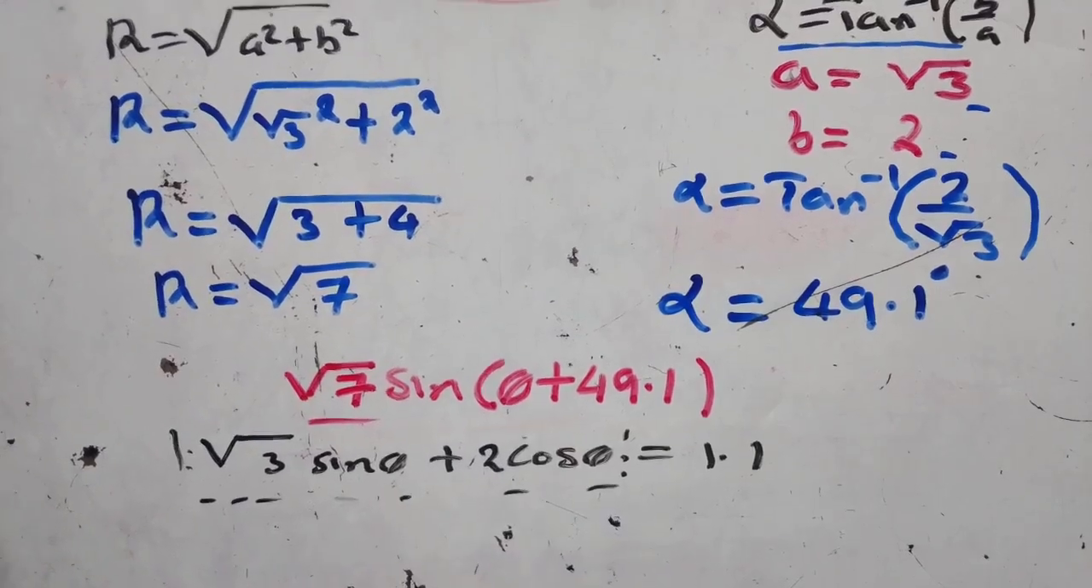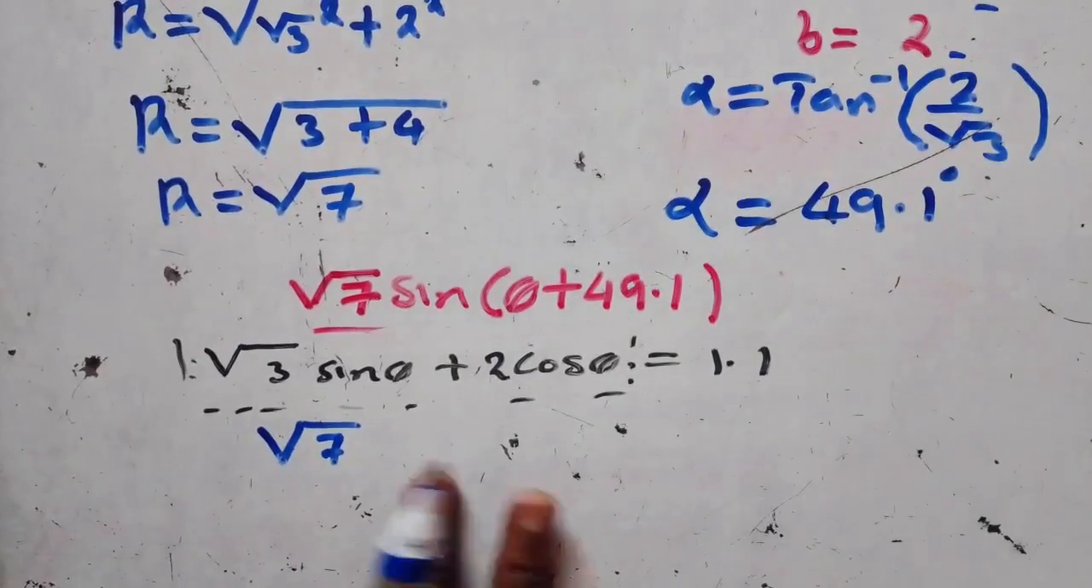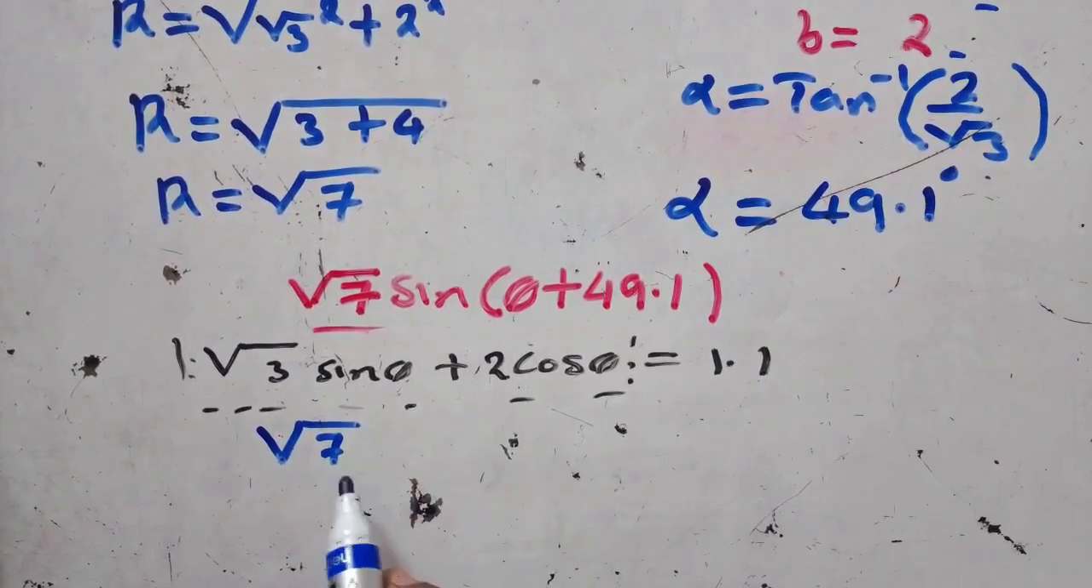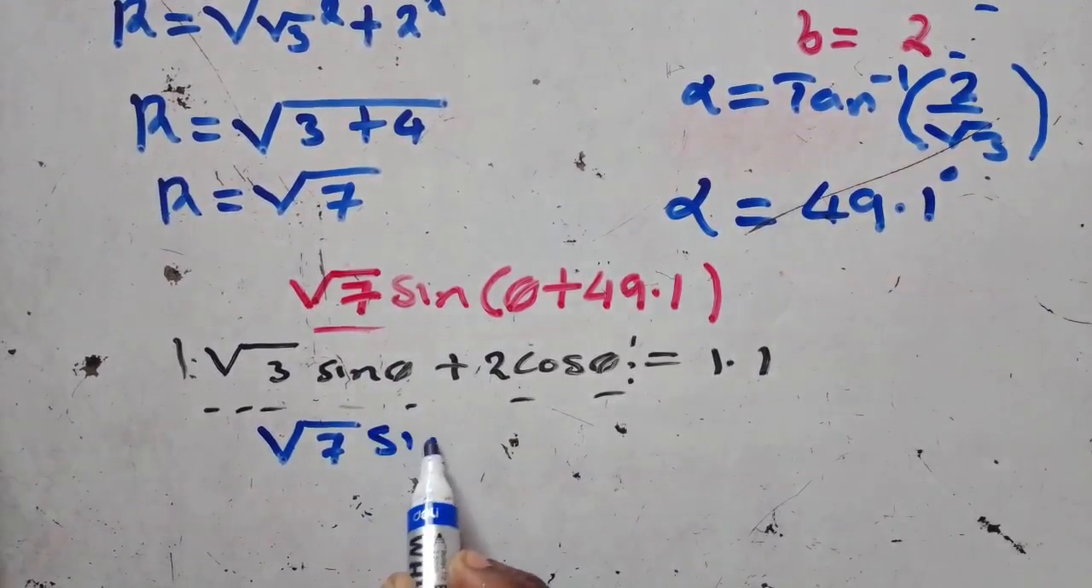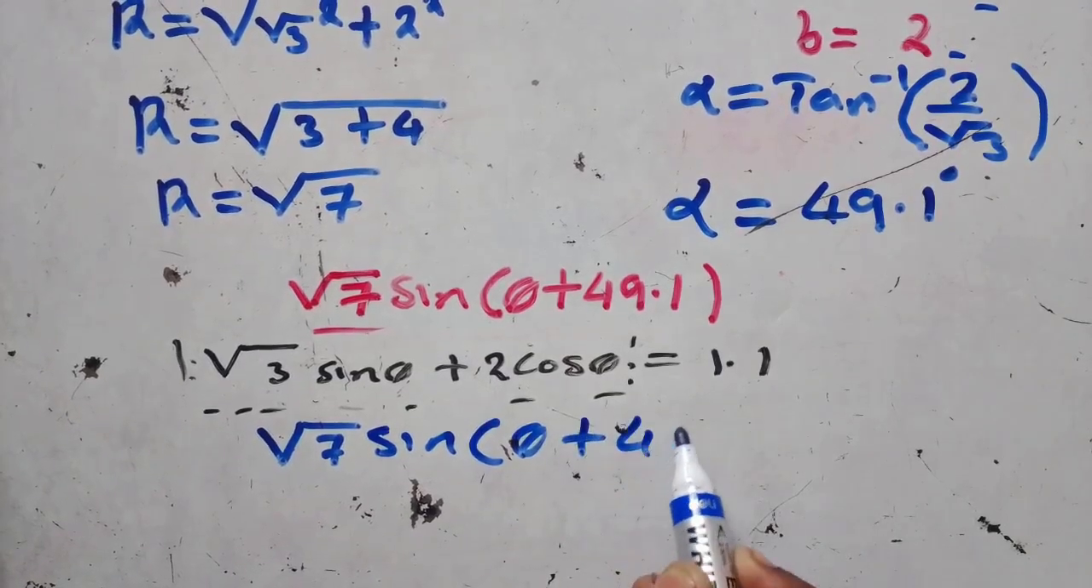So you are going to have a situation like this: root of 7 sine, open brackets, theta plus 49.1.